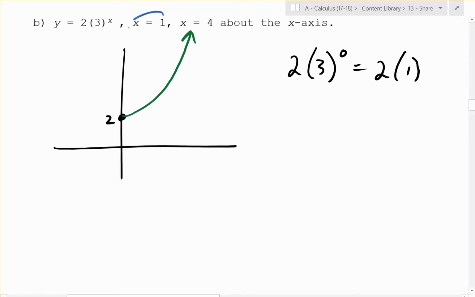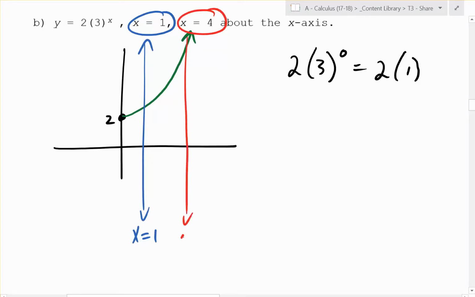And we're doing it from x equals 1. So let's go right there. There's x equals 1. And we're going all the way to x equals 4. Let's say to there. X equals 4, about the x-axis. So we're looking at this region right here.